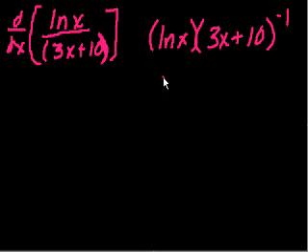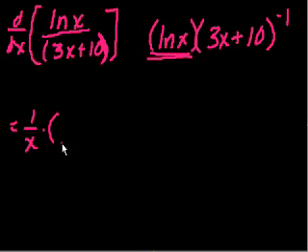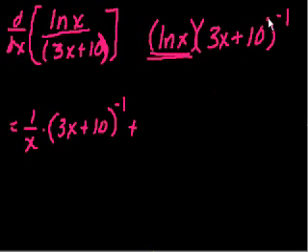So let's do it. We take the derivative of the first term, the natural log of x, and we learned in the last presentation the derivative of the natural log of x is 1 over x, which is pretty cool in and of itself. And we multiply that times the second term, 3x plus 10 to the negative 1 power. And to that, we add the derivative of the second term multiplied by the first term.